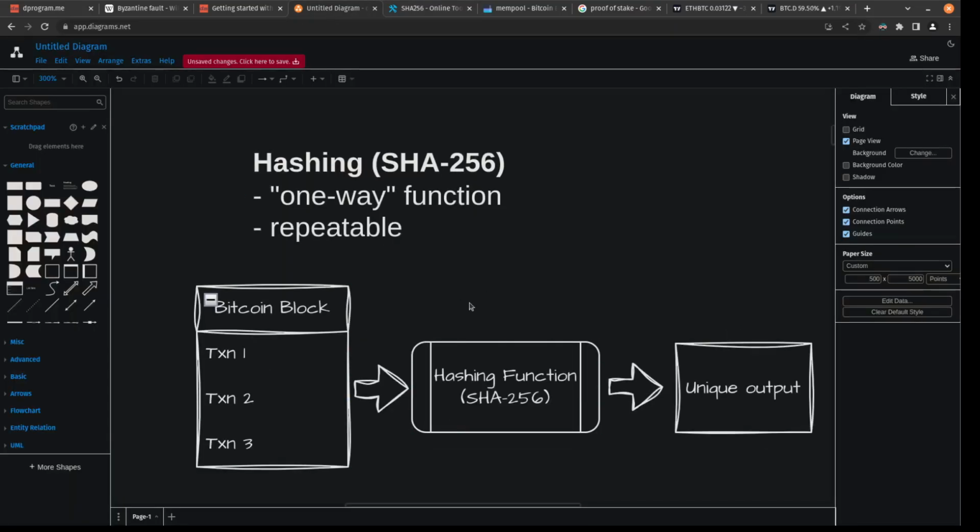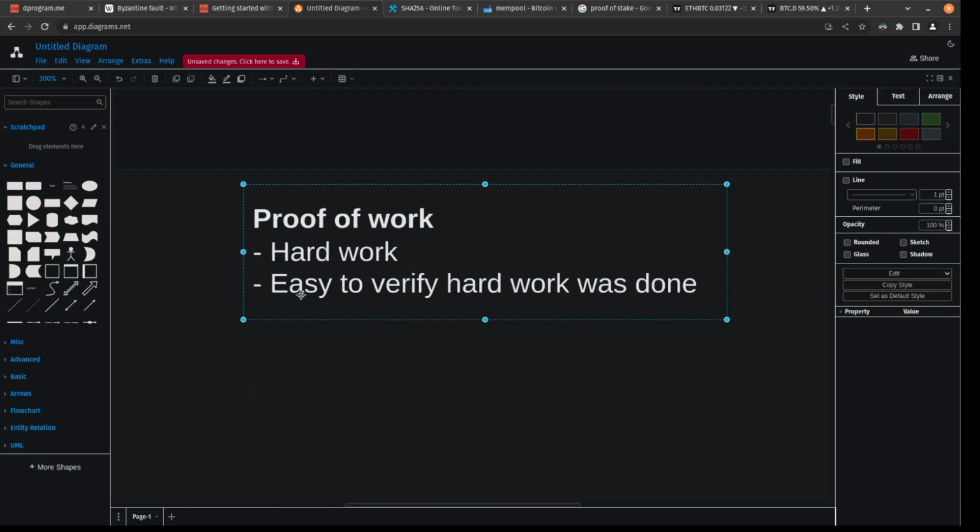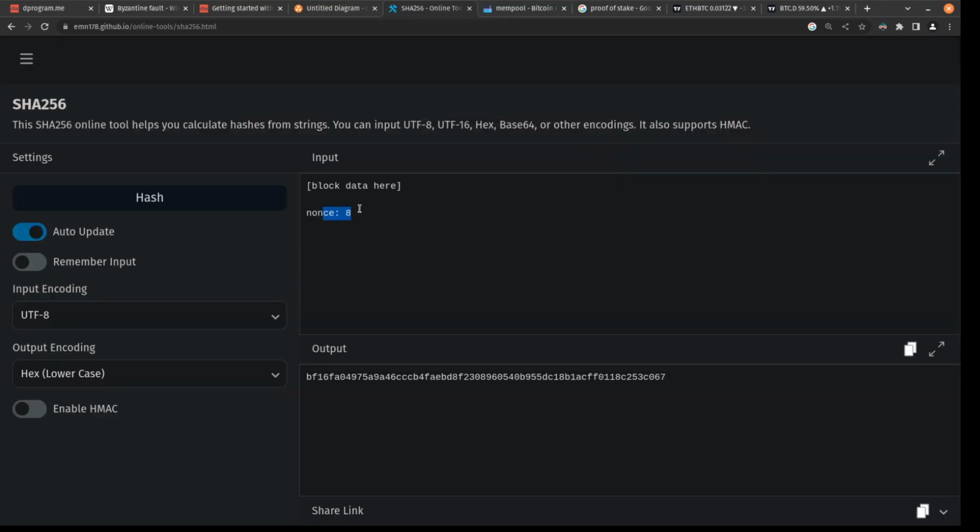So hopefully this makes more sense to you, and you can see how the SHA-256 makes it easy to verify that hard work was done. Because let's say that we know that one of these nonces yields 10 zeros in the front, we could go ahead and just type that in, right? I don't know what number it is, so I'm just guessing here.